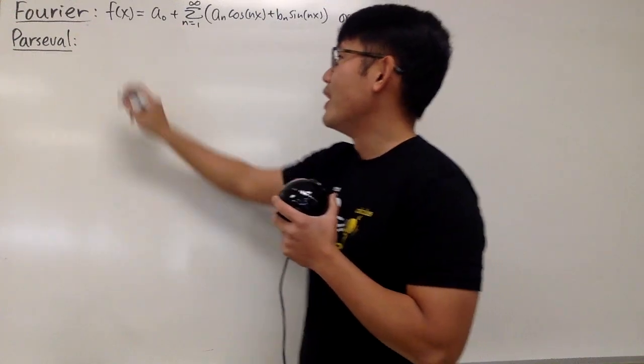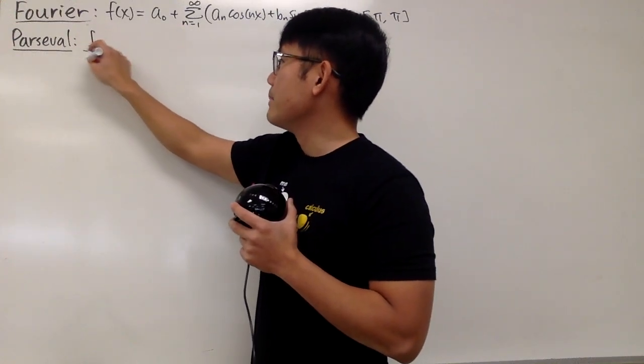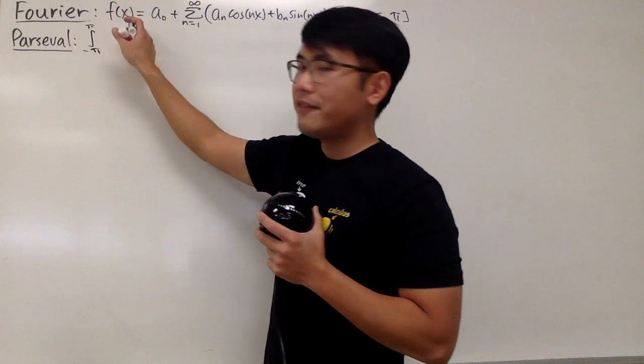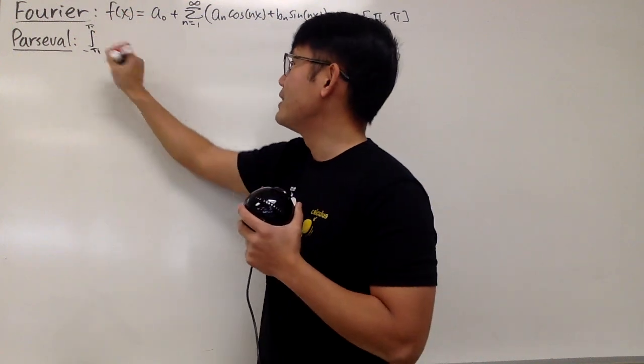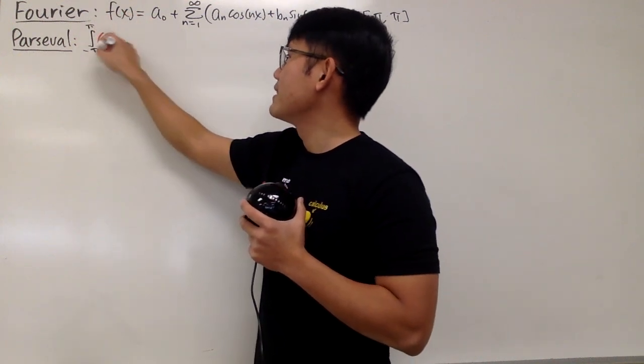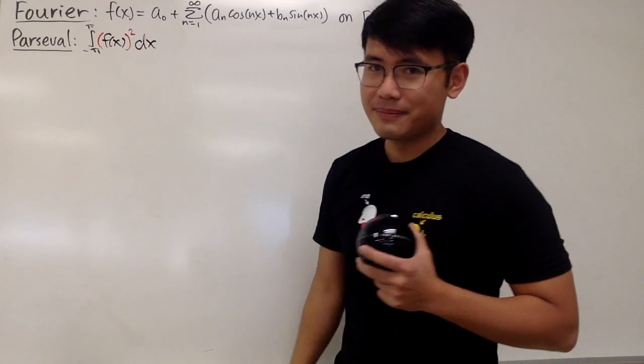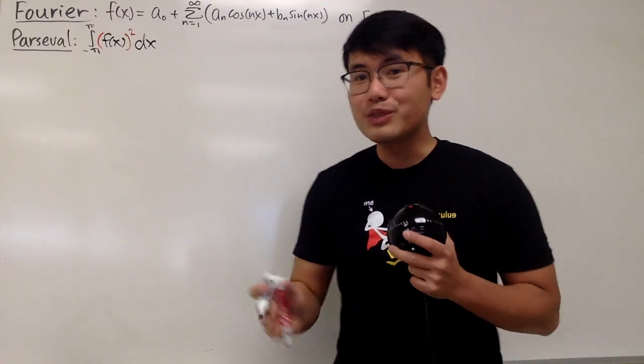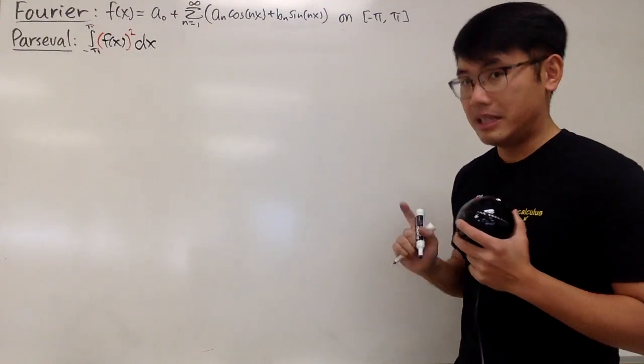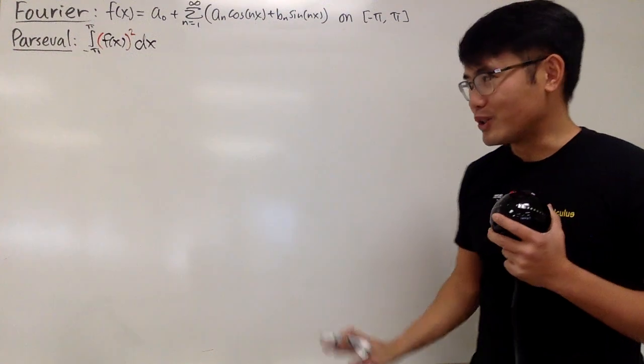Here we go. We will be looking at the integral from negative pi to pi of the function squared. So I will put down parentheses with f of x inside, and then we square that, dx. You guys are going to like this result because we can do a lot of very nice things based on this result. So be sure you watch till the end.